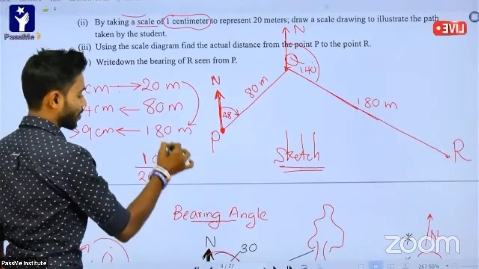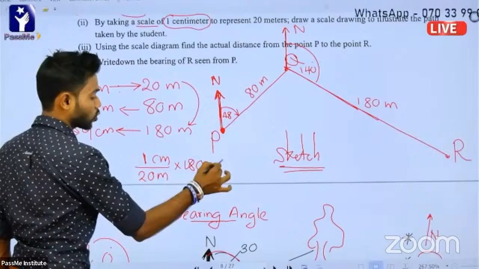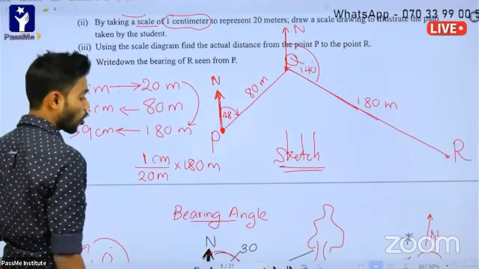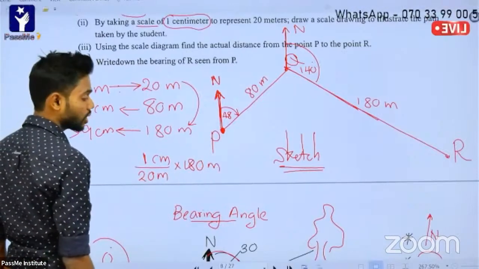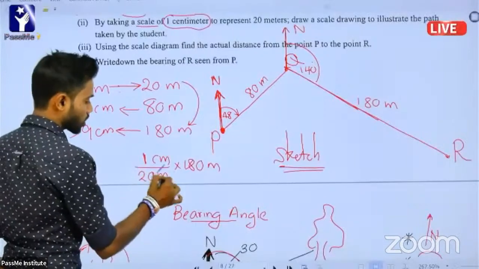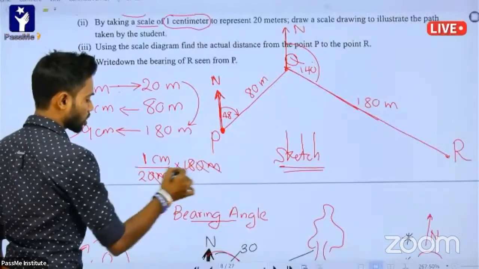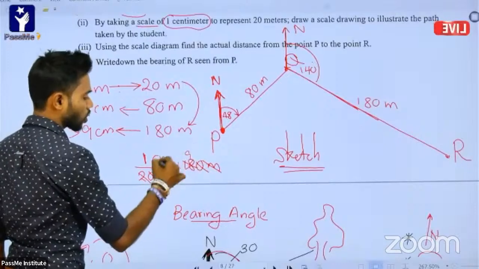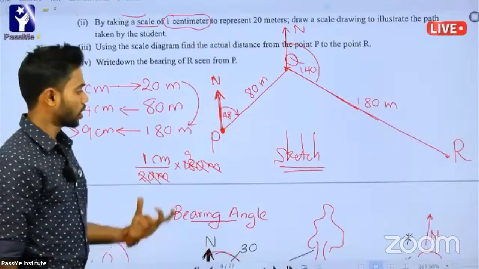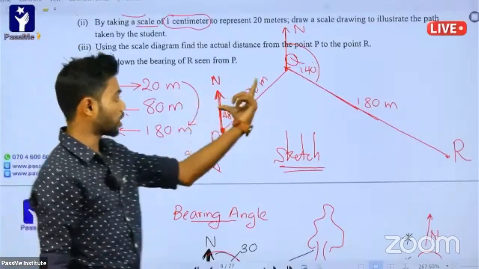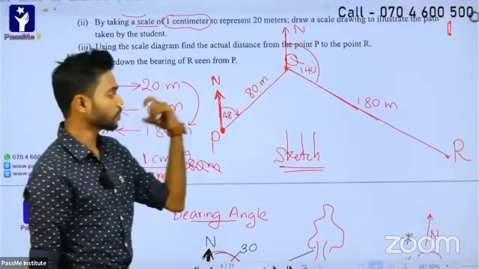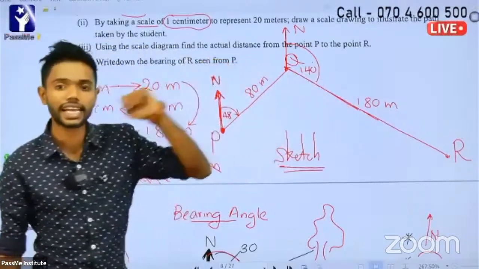If the 180 meter in the actual ground, how many centimeters should be there? So you can see meter will cancel out, 0 will cancel out, 2 and here 9 into 1 will be 9 centimeters. That's how. Okay, now you know this one is 4 centimeter. This is 9 centimeter in the scale diagram.